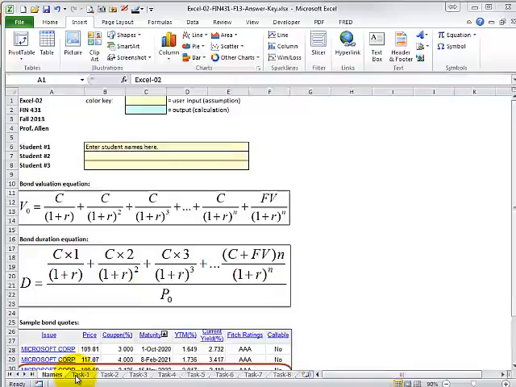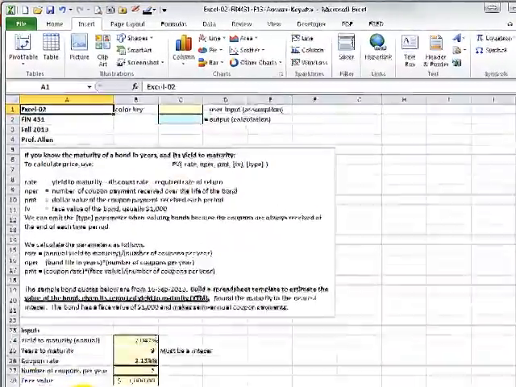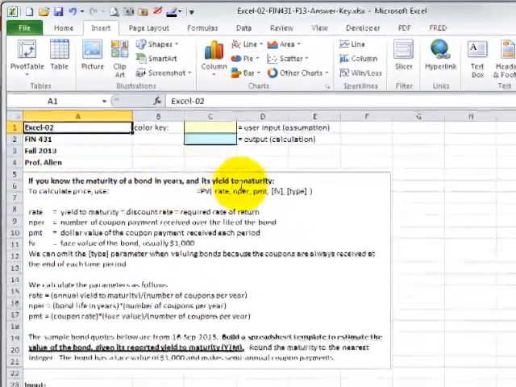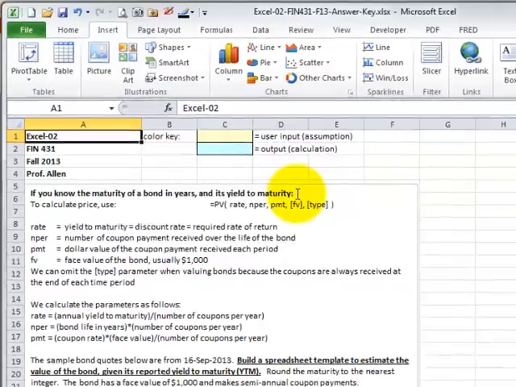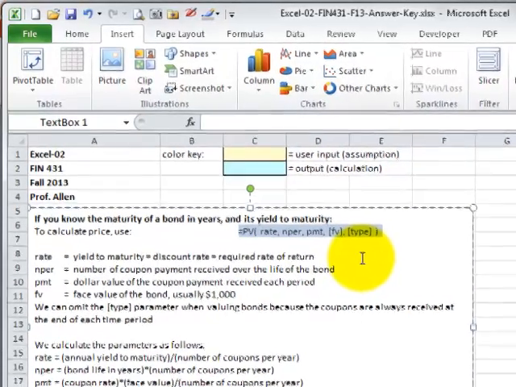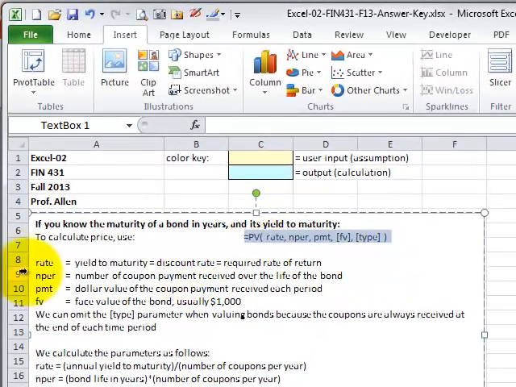Let's have a look at task number 1 for this assignment. Task number 1 says if you know the maturity of the bond in years and its yield to maturity, you can calculate its price using the PV function. The PV function has a number of parameters that we need to supply to it. The first is the rate or yield to maturity on the bond. The second is the number of coupon payments on the bond. Next, the size of the annual or semi-annual coupon payment on the bond. And lastly, the face value of the bond. The last parameter out on the end here, the type parameter, is not needed.